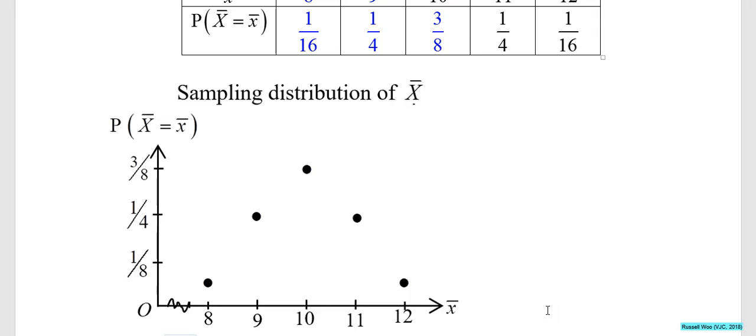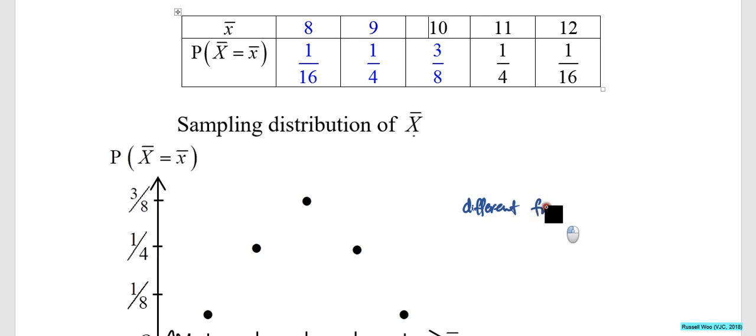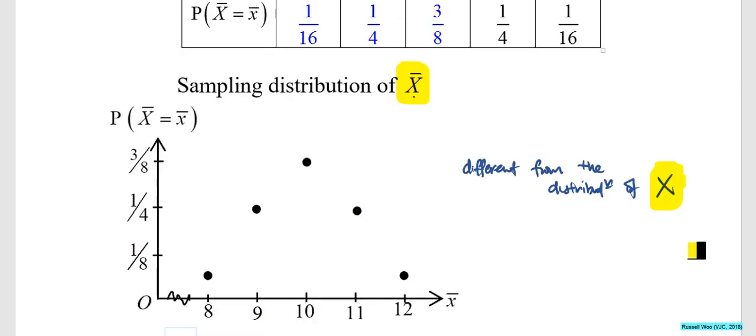Recall, this is different from the distribution of x. This is x bar, this is x. You follow what I'm saying? This is the sampling distribution of x bar, where x bar is the average of 4 independent observations. Got it? It is very different. If there's nothing to take away from this lecture, I need you to know this. The distribution of x bar is different from the distribution of x. X can only be 8 or 12, whereas x bar can be 8, 9, 10, 11. For any distribution, it's different.